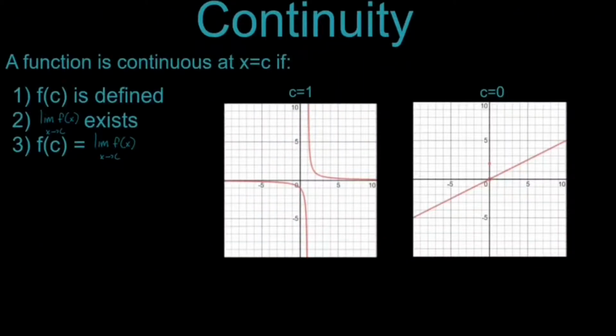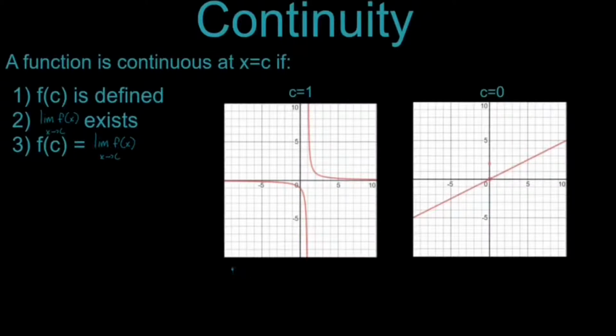In order for a function to be continuous at a certain point x equals c, three things have to be true. First, f of c must be defined. Second, the limit of f of x as x approaches c must exist, or the limit from either side as x approaches c must exist. And lastly, f of c is equal to the limit of f of x as x approaches c. So let's try applying these three things to these graphs.